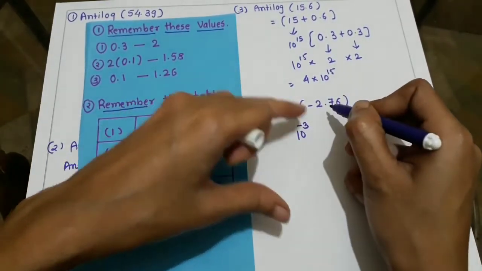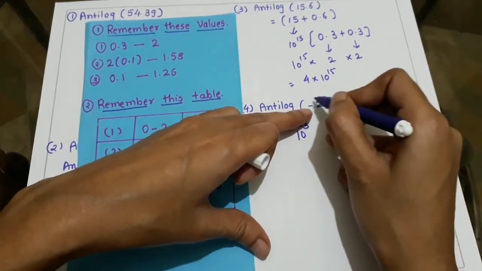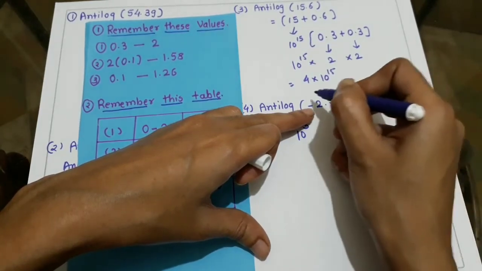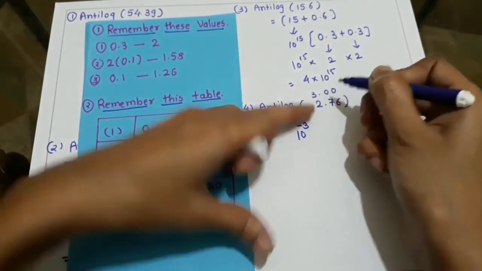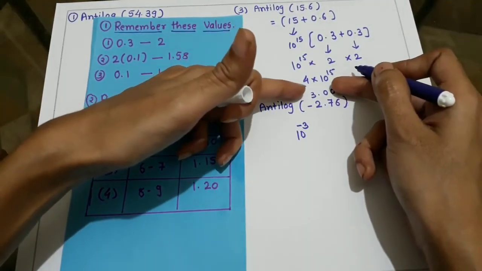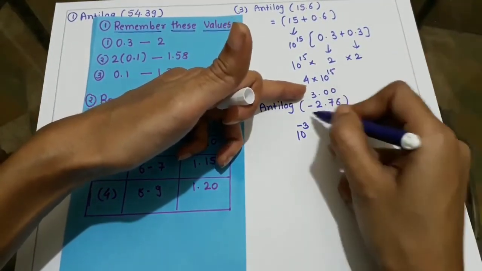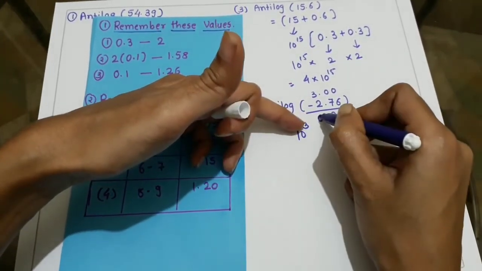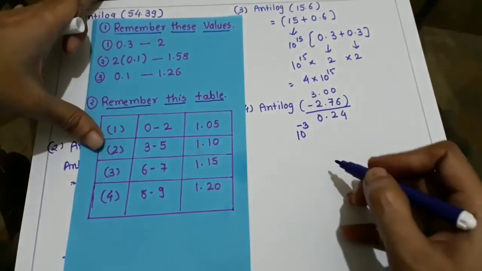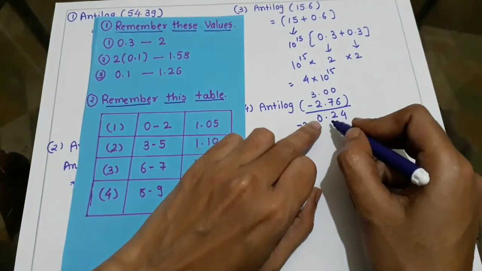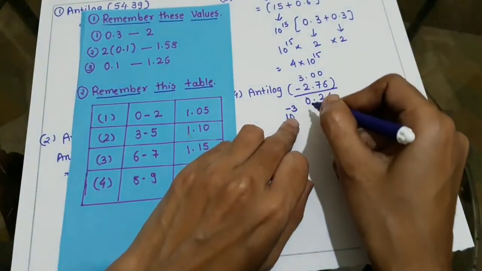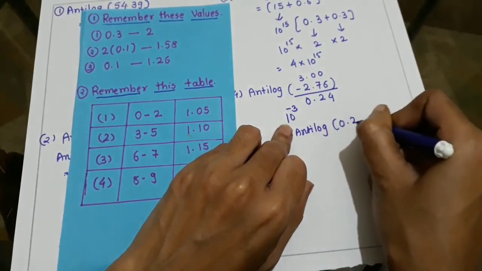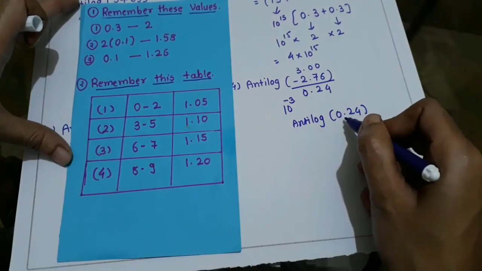Now the second step: we have to round up this figure. Here for 2.76, the rounded figure is 3.00. Now we have to subtract this number from that number, so we get 0.24. Now we have to find the antilog of this number, that is, the antilog of 0.24.